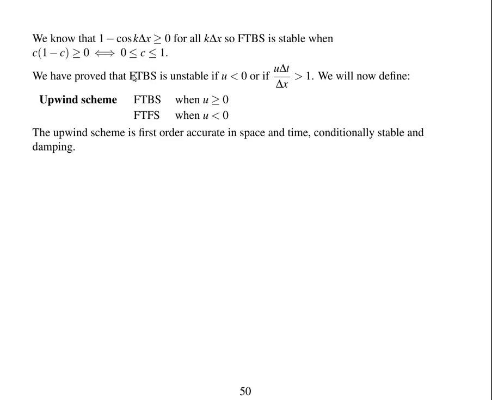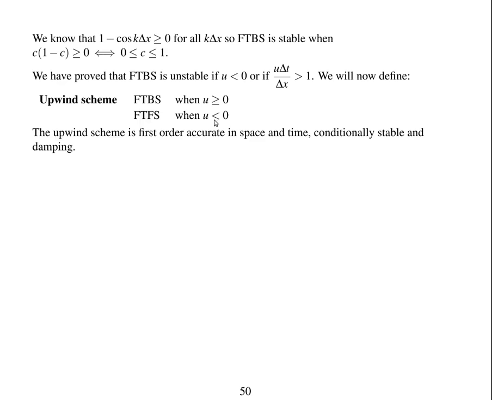So we've proved that forward in time, backward in space is unstable if c is less than 0 or greater than 1. So that is if the velocity is less than 0, or if u times the time step divided by delta x is greater than 1. We can't really have a numerical method whose stability is dependent on velocity. So from this we need to define the upwind scheme, which is forward in time, backward in space when the velocity is greater than 0, and forward in time, forward in space when the velocity is less than 0.